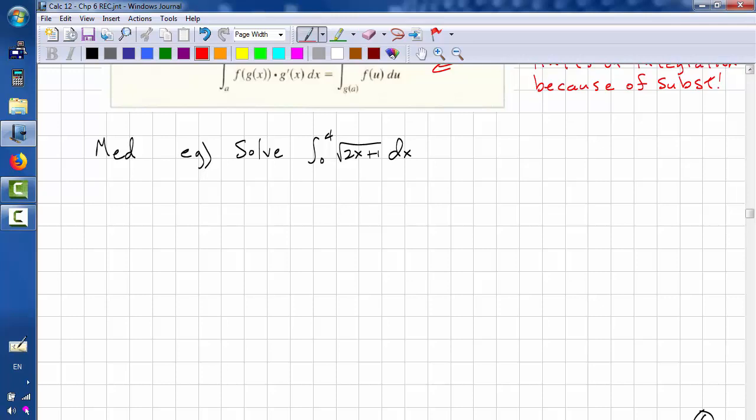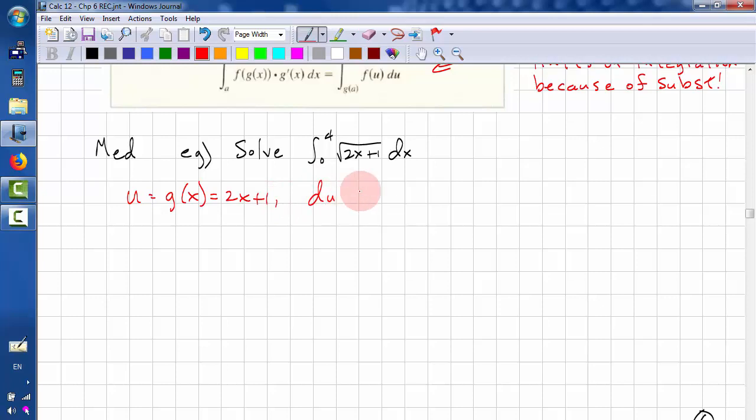So here's a medium level problem. Solve the integral from 0 to 4 of the square root of 2x plus 1 dx. U equals g of x equals 2x plus 1.